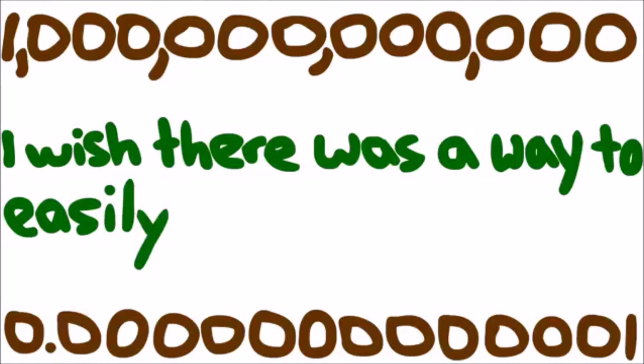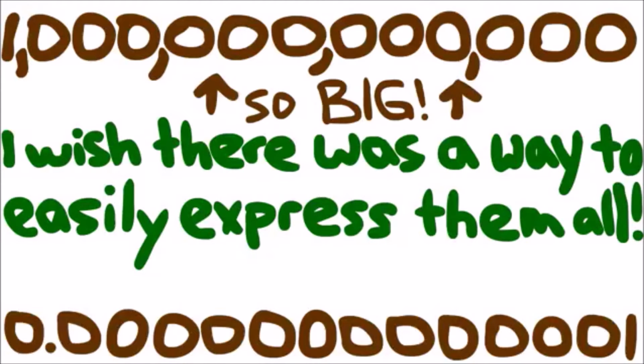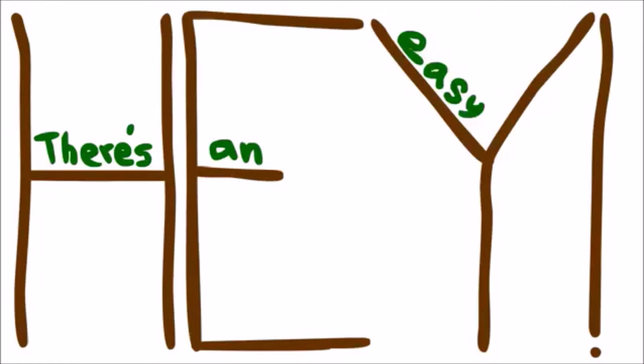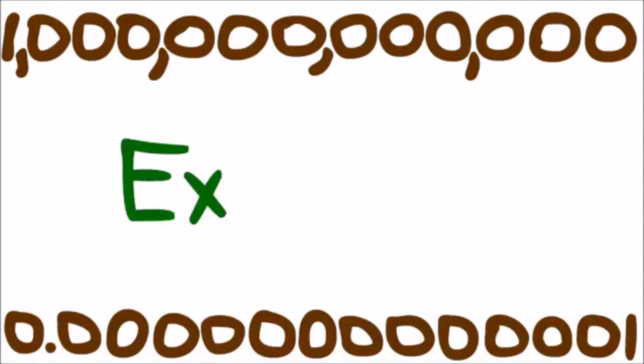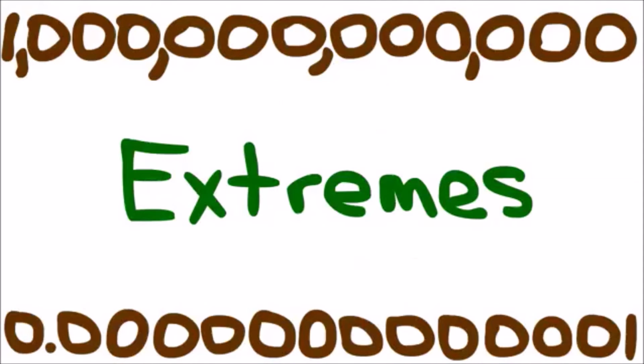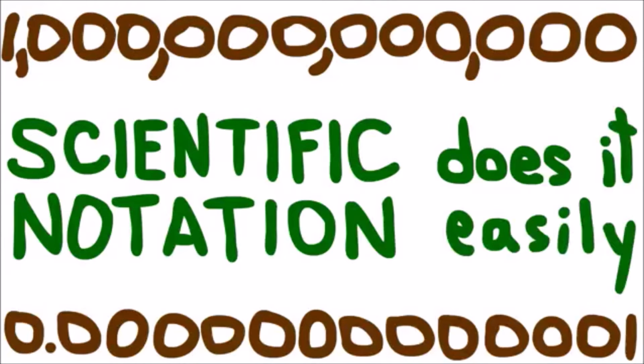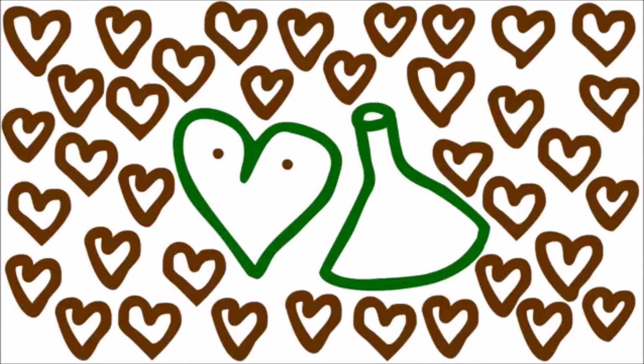Some numbers are really big, some numbers are really small. I wish there was a way to easily express them all. Hey, I found there's an easy way to show extreme numbers scientifically. Scientific notation does it easily. And now I love science more than I ever did before, can't you see?